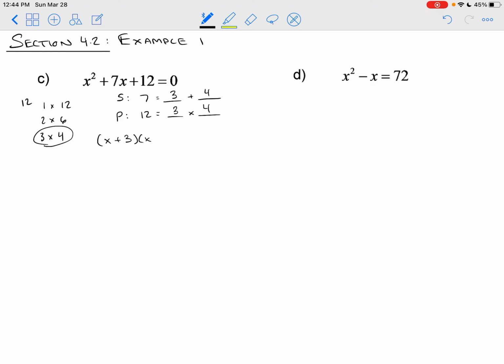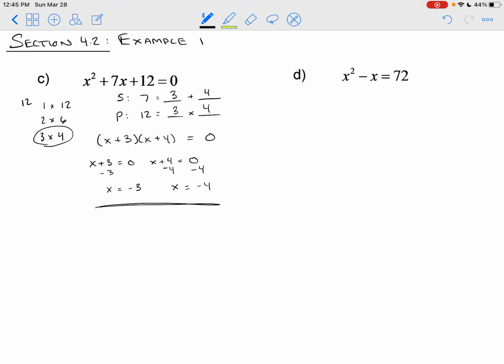So we'll write out that x plus 3 times x plus 4 equals 0. And you could FOIL this out to check it. Then we want to treat each factor separately, set them equal to 0. And we will solve these little equations for x and get that our roots are x equals minus 3 and x equals minus 4. Alright, pretty straightforward.